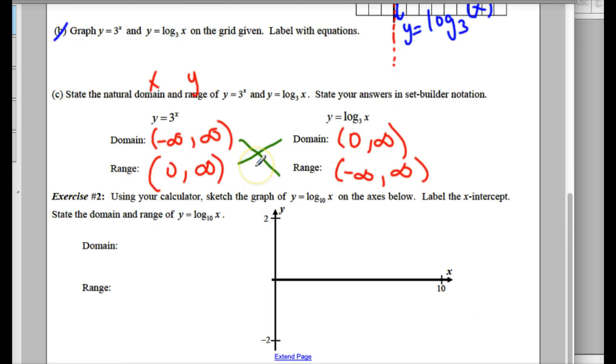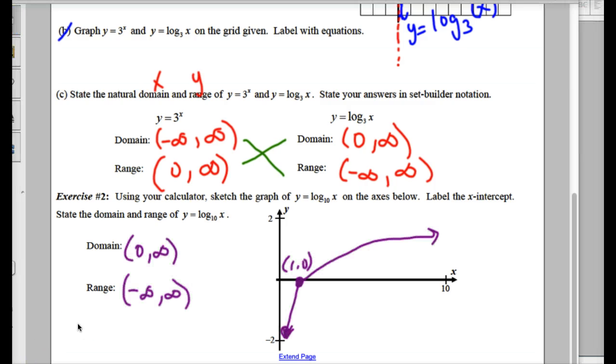Now exercise 2 says for you to go ahead and sketch this function, which is the log of base 10 of x, and then write the domain and range. So I want you to pause the video and try to do this on your own. Remember to set the window from 2 to negative 2, and then your x will be from 0 to 10. So go ahead, pause the video, and graph this.